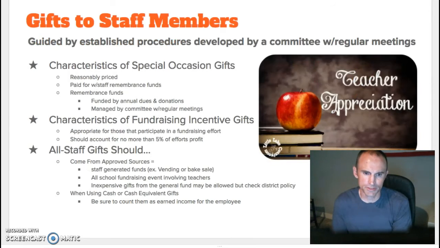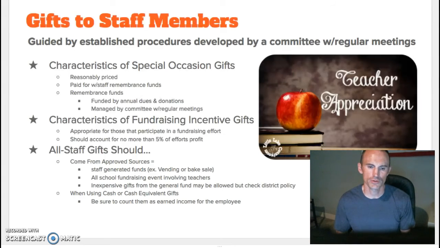When it comes to gifts for staff members, you want to be guided by established procedures developed by a committee with regular meetings. So what you want to do is create a standing committee of faculty and staff that meets on a regular basis, at least once a year, to look at gift-giving procedures, guidelines, and make purchases, things like that. So what kind of characteristics should these gifts have?